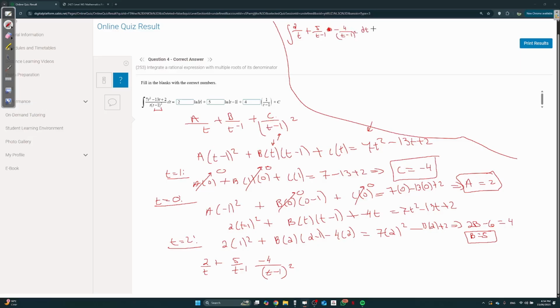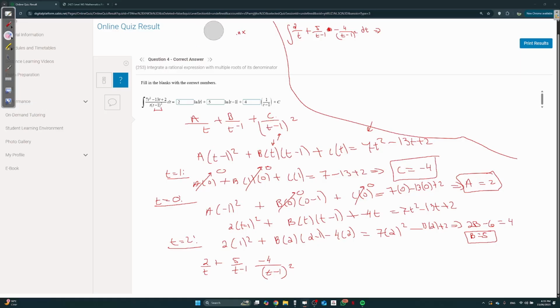dt. First integral, 2 over t. Memorize it: for any constant k over t or over x, the integral of k over x dx is just k ln x. Why is it k ln x? We know that without the k, if it was 1 over x, it would just be ln x. But since you're multiplying by that k, we're adding that k ln x.